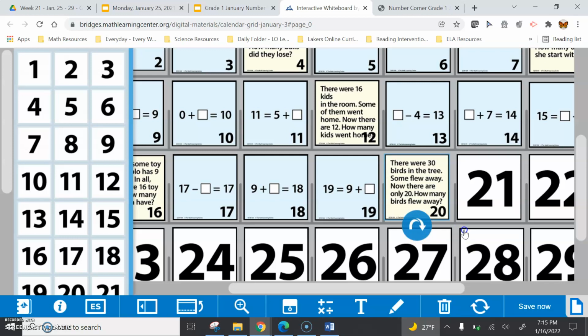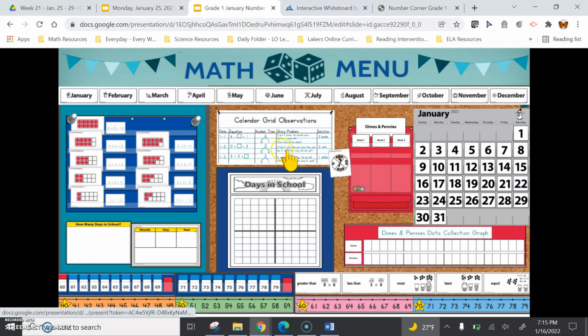Story problem. There were 30 birds in the tree. Some flew away. Now there are only 20. How many birds flew away? 30 birds in the tree. Some flew away. Now there are only 20. Let's put this on our grid.